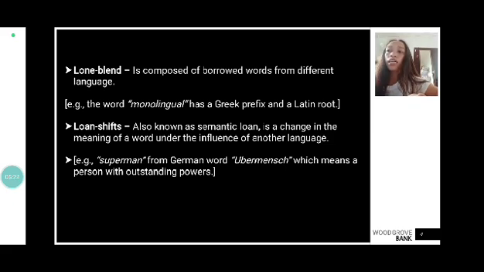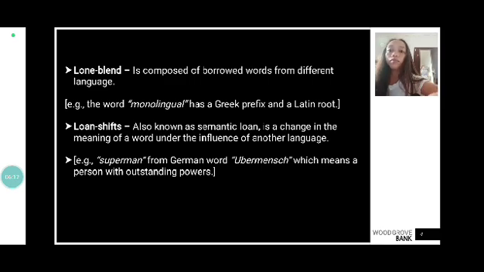So next we have loanshift. It is a type of borrowing that is also known as semantic loan. It refers to a change in the meaning of a word under the influence of another language. In short, the meaning of a certain word from another language is the one that is being borrowed. For instance, the word Superman got its meaning from the German word Übermensch, which means a person with outstanding powers. Next example will be the word bridge. The meaning of bridge is borrowed from the Italian word ponte, which means an overpass or a railway bridge.